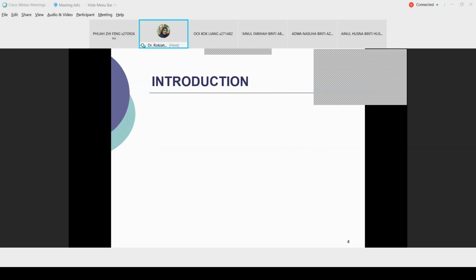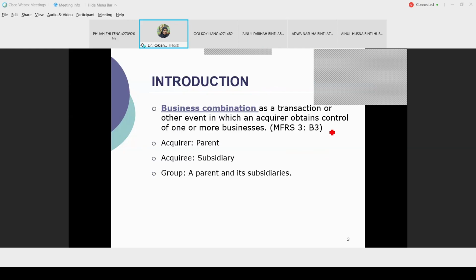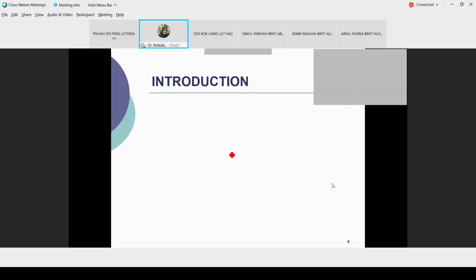The first thing we need to know is what a business combination is. A business combination is a transaction or event in which an acquirer obtains control over one or more businesses. They have control, so we have two parties here. The acquirer is the parent. The acquiree is the subsidiary. When you combine parent and subsidiary, it becomes a group. So in a group, we have a parent and its subsidiaries.